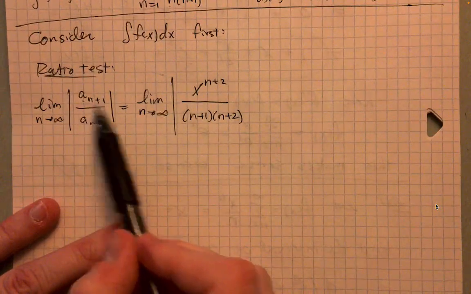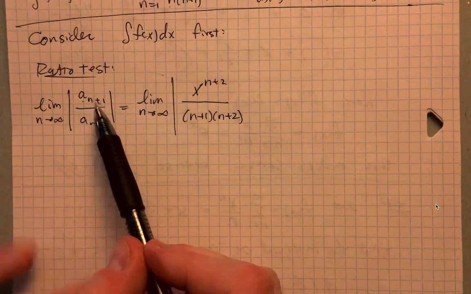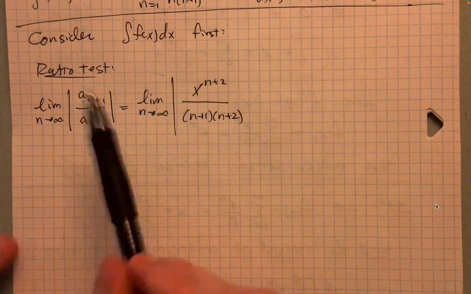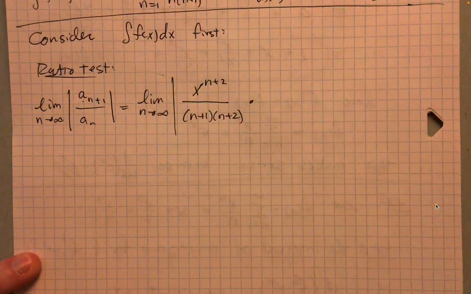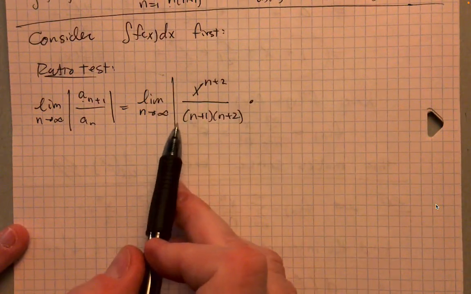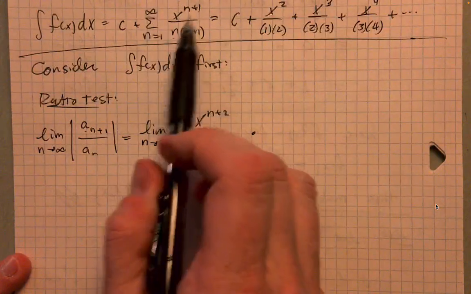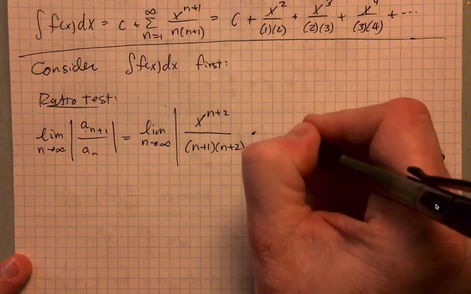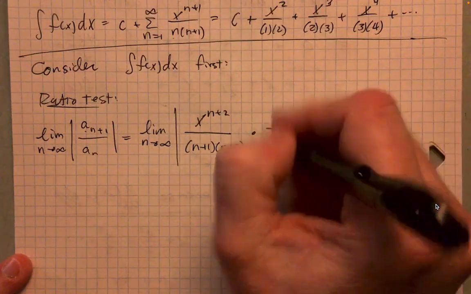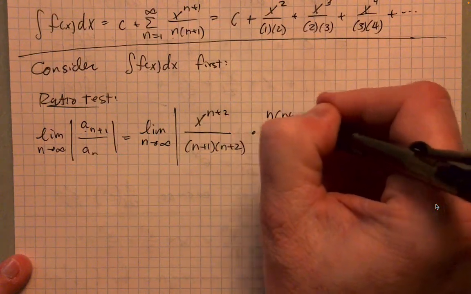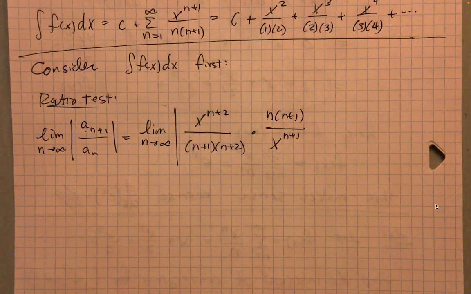So that would be a of n plus 1. And then again, I'm going to invert and multiply for the denominator so that I don't have to have that extra step in there. And it's just going to be the nth term, right? So it's just basically this piece here. So it'll be x to the n plus 1 under n times n plus 1. All right.